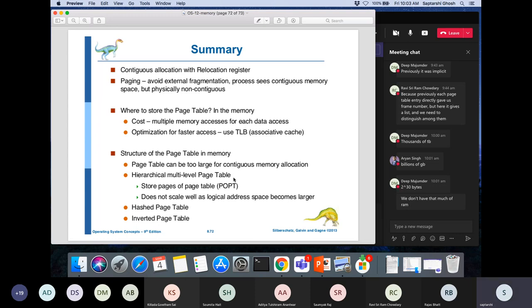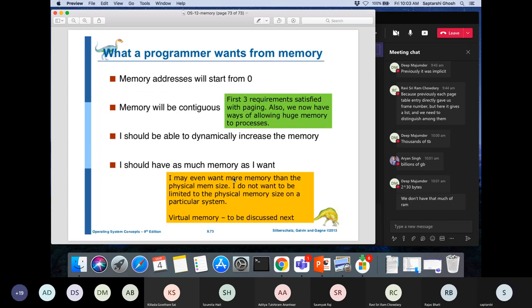So now the thing is, the first three requirements have been satisfied. Also, we now have ways of allowing large memories to processors. But nowadays, processors are wanting more memory than the physical memory size. That seems really confusing, but that is the situation now. The programmers are wanting even more memory than the physical memory size.